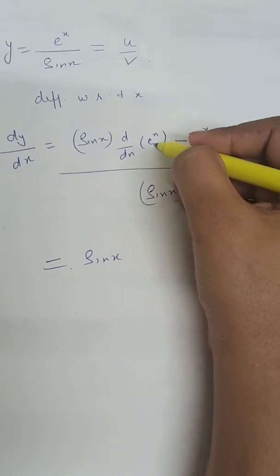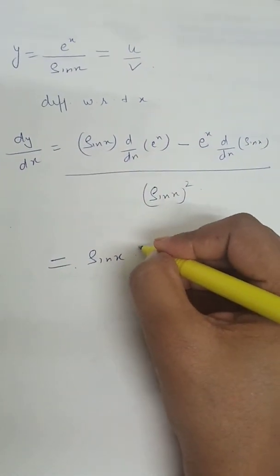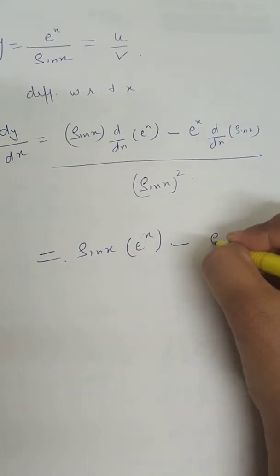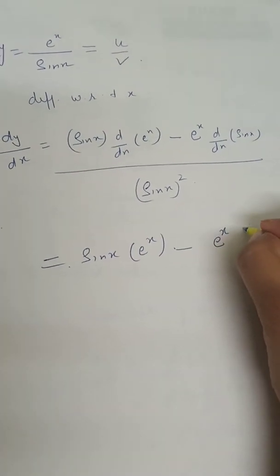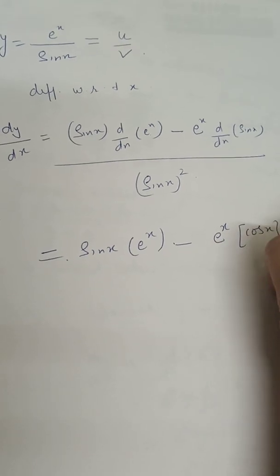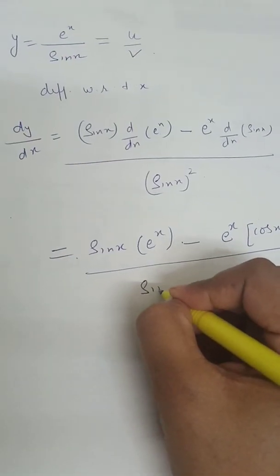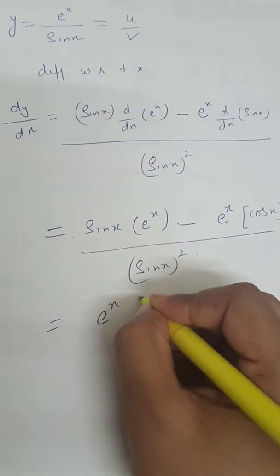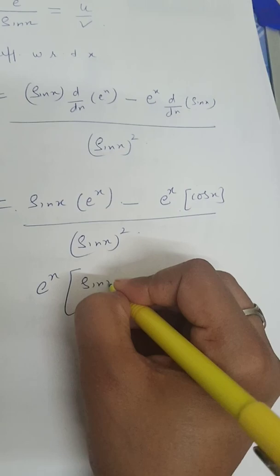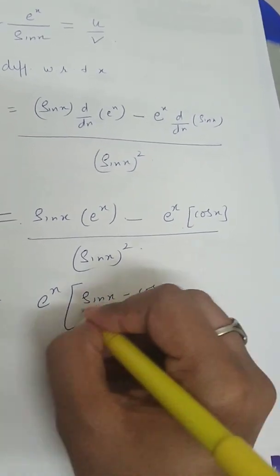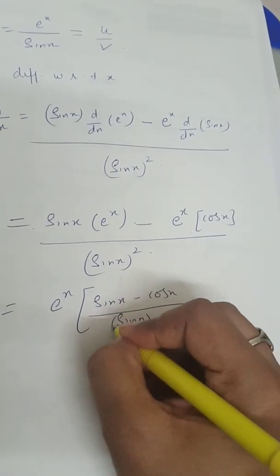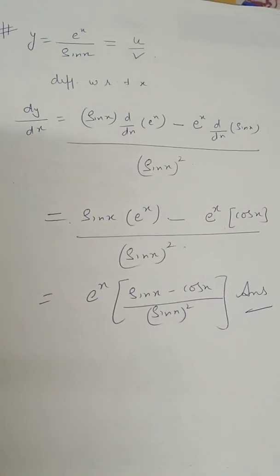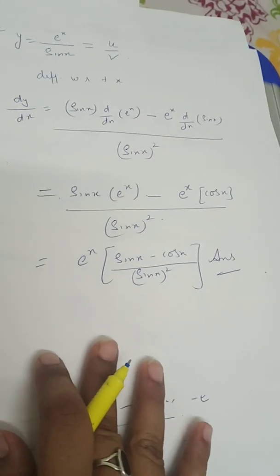Now, what is the derivative of e to the power x? The derivative of e to the power x is e to the power x as it is. Now minus e to the power x. We know the derivative of sin x is cos x, and upon sin x whole square. Now take e to the power x as common. sin x minus cos x upon sin x whole square. In this way, students, you will solve questions.